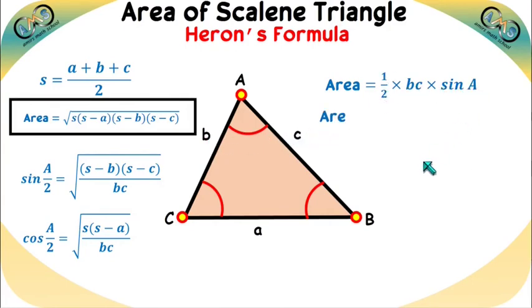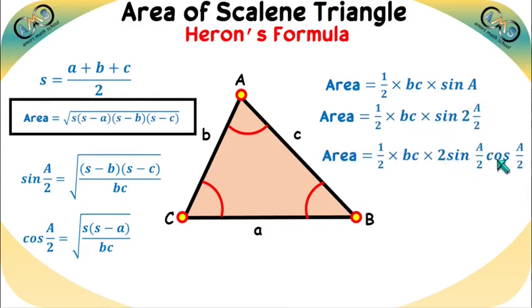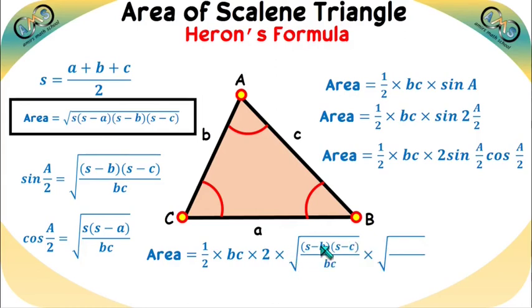So this sin A, we can write as half times BC times sin(2 times A/2), which is 2 sin(A/2) cos(A/2). That is, the formula of sin 2A is 2 sin A cos A. Now substitute the values of sin(A/2) and cos(A/2) from here. We can write the area is equal to half times BC times 2 times the square root of (S minus B)(S minus C) divided by BC, times the square root of S(S minus A) divided by BC. After simplifying this, we can write the area is equal to the square root of S times (S minus A) times (S minus B) times (S minus C). So using this Heron's formula, we can easily find the area of the scalene triangle.